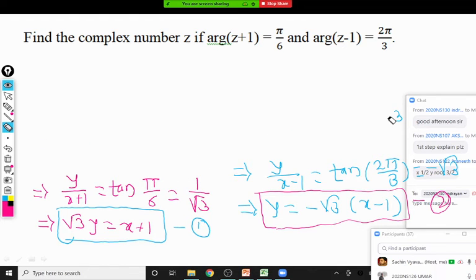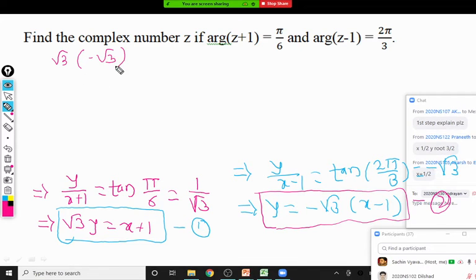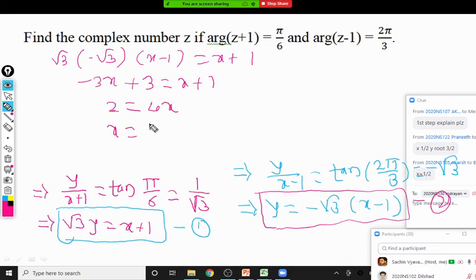So I'll say by 1 and 2, y is root 3 by 4... By 1 and 2, root 3 into minus root 3 times x minus 1 equals x plus 1. So root 3 into root 3 is 3, giving minus 3x plus 3 is equal to x plus 1. If you take this 3x to that side, 3 minus 1 is 2, and x plus 3x is 4x. So x is 2 by 4, that is x is 1 by 2.